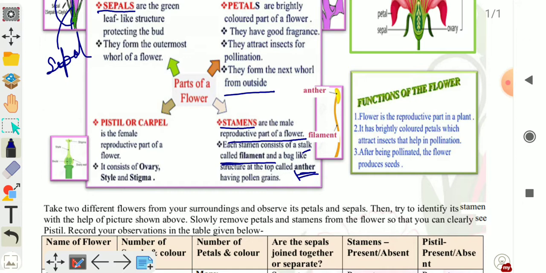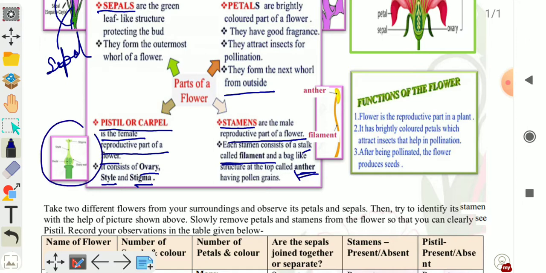Now pistil which is also known as carpel is the fourth part of the flower. It is female reproductive part of the flower. Pistil क्या होती है बच्चों? Pistil is female reproductive part of the flower. It consists of three parts. First one is ovary, style and stigma.